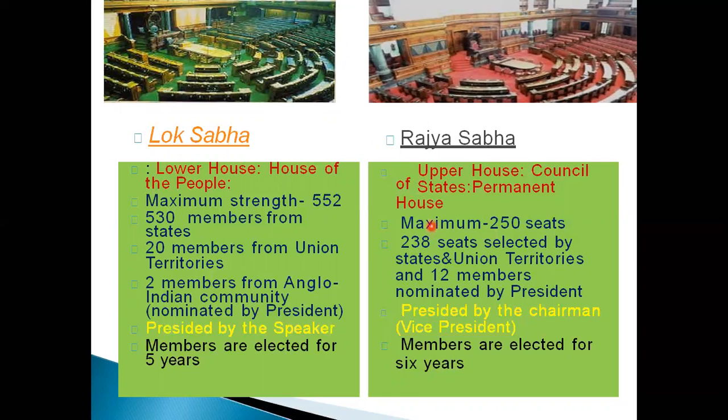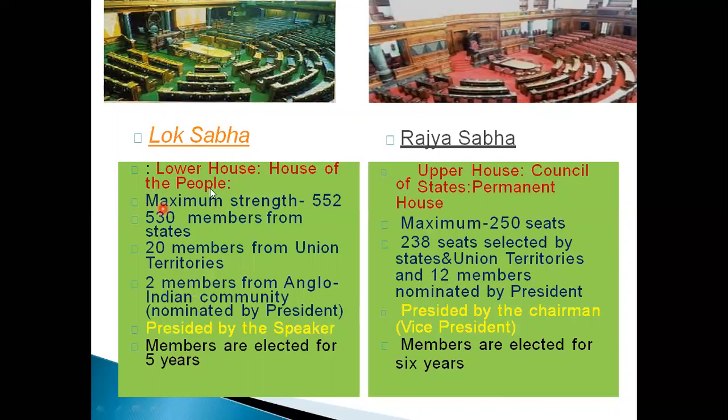It is also known as the House of Elders. The maximum strength is 250 members: 230 seats selected by states and union territories, and 12 members nominated by the President of India on the ground of being experts from various fields like literature, art, science, and social work.